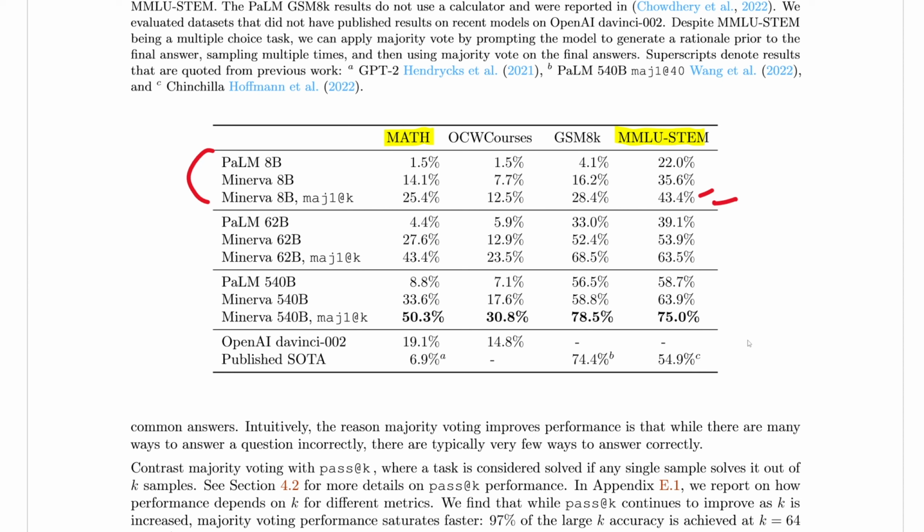This is the percent it got right for the best model, the one that generates 16 different answers and then chooses the best one. Then you can see here the 62 billion parameter model, and finally the 540 billion parameter model. What's new here is that they're also including the OCW courses and the GSM-8K. The OCW courses is probably the most interesting thing here because this is the undergraduate problems data set. It's simply going to be the hardest.